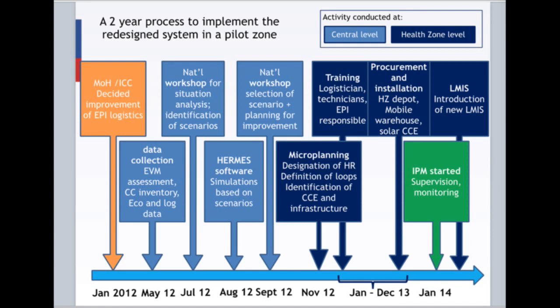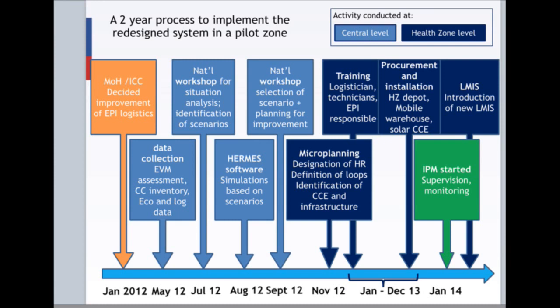Then during a national workshop, results from this assessment were presented, and there was identification of four alternative supply chain models that were modeled by the MS tool. The presentation of the result from the MS tool showed the availability of vaccines and the cost of the four different systems that were identified, and helped the Minister of Health to decide for one of the models, plus some additional components of this new system.